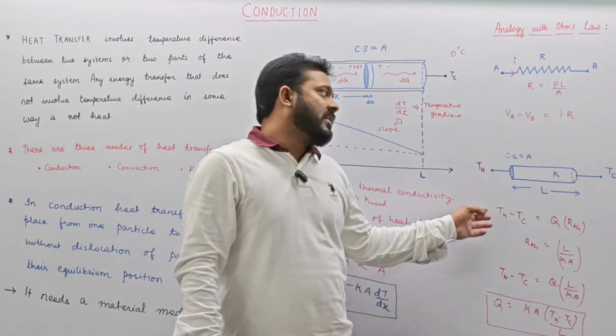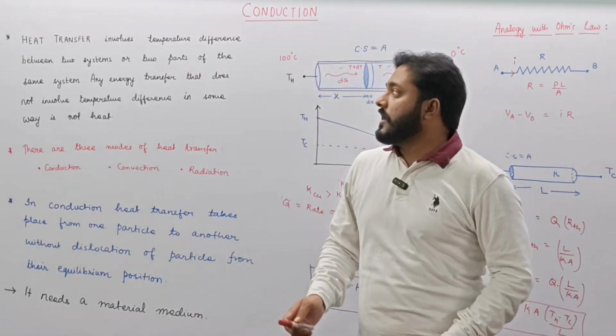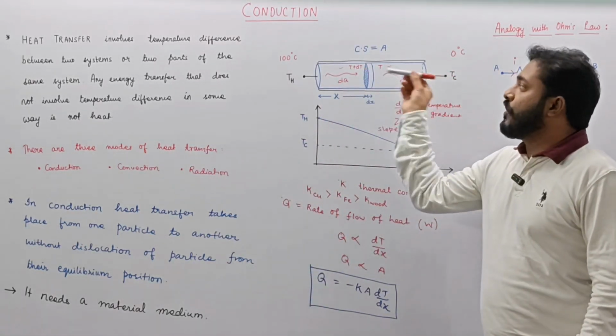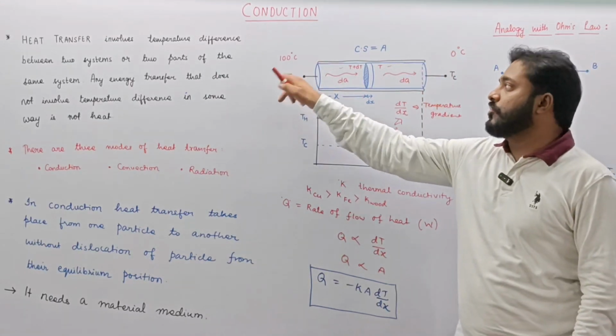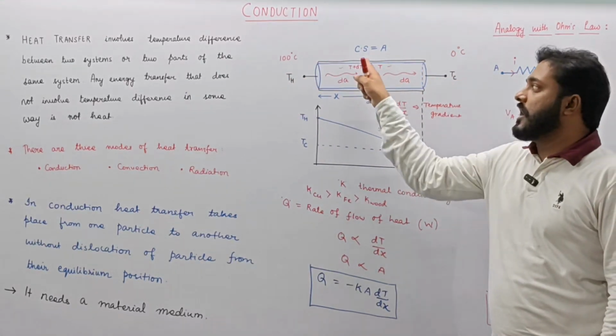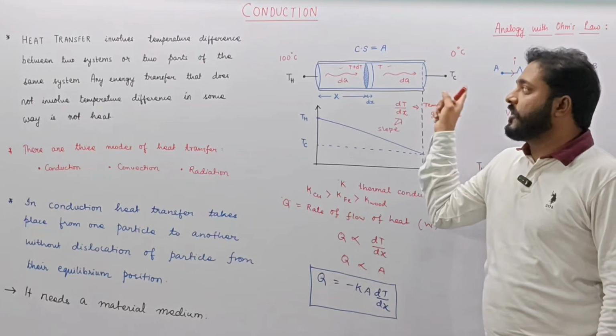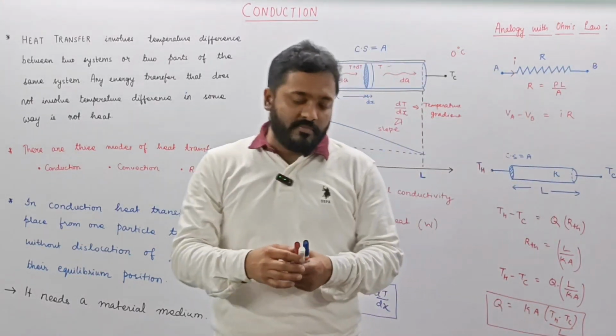We need to understand that the area which we take is the area perpendicular to the flow of heat. So perpendicular to the flow of heat, which is from hotter end to the colder end, we will take the area which is perpendicular to the flow of heat. K is thermal conductivity of the material.